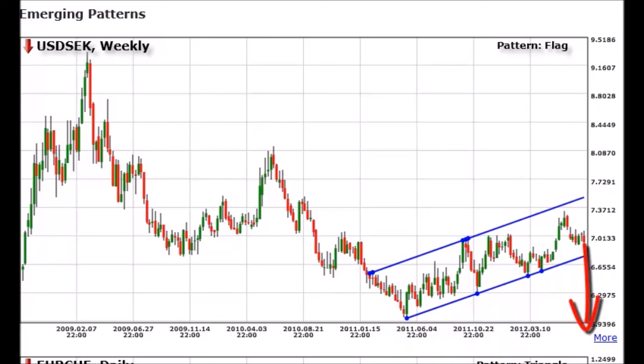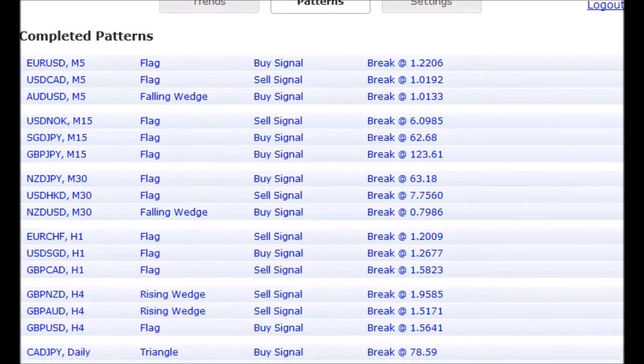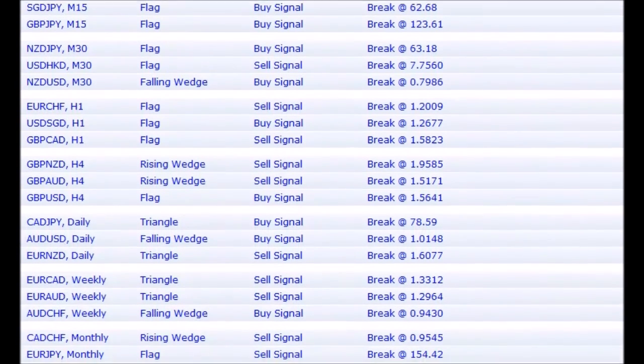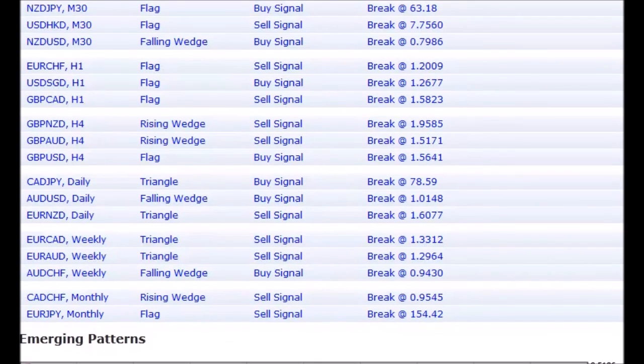When the price breaks through the trend line, it's likely to continue in the same direction. So you can enter the orders just above or below the trend line depending on the overall trend. These are emerging patterns, and here's something special: the history of completed patterns updated in real time. They are actually confirmed patterns because the price has already broken through the trend line.